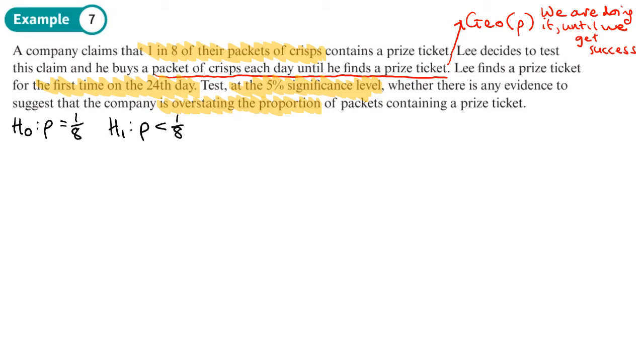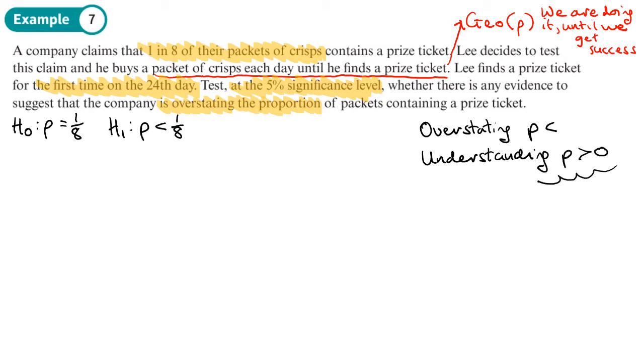They're overstating. If they were understating, then we'd be looking for greater than an 8th. So it might be worth writing down that if we see the word overstating in a question, we're going to be doing something like that. And if it says understating, then we do this, just greater than. That might be worth writing down as a reminder for the wording in these questions.